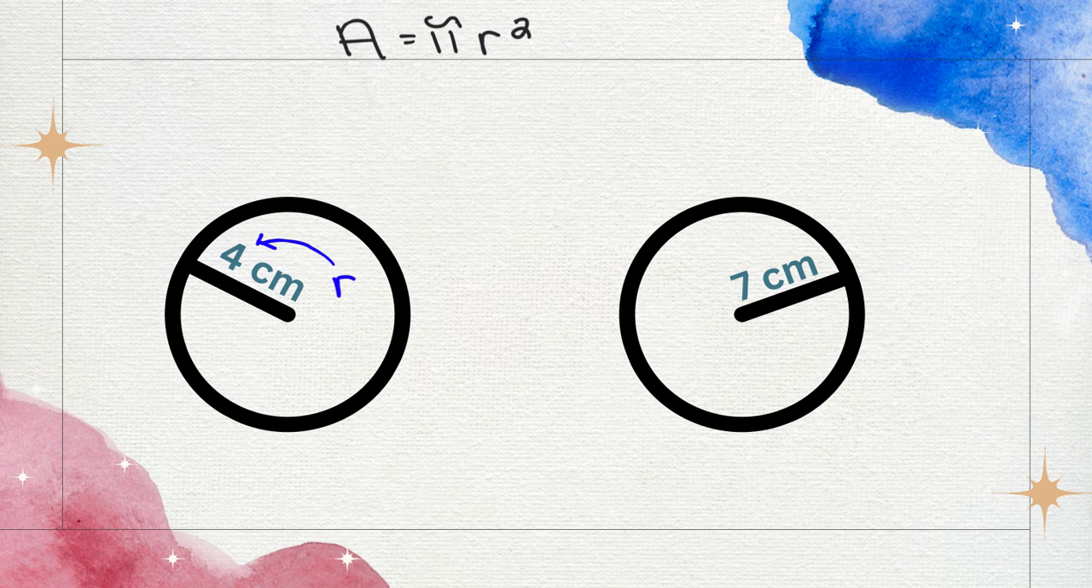No. Diameter is for circumference. Chase? 3.14 times 4 times 4. Good. Use 3.14 for pi times the radius times the radius. And now it's nice and calculator friendly for us. And if you just did 3.14 times 16, you'll get the same answer. Jason? 50.24.